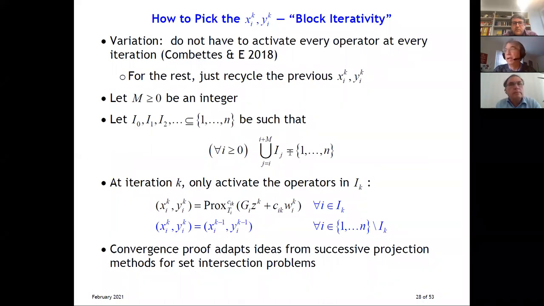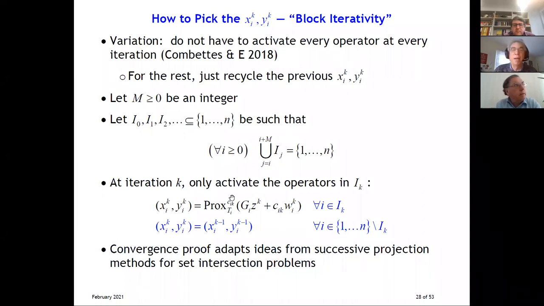Now there are several variations that one can do. This is in the paper I wrote with Patrick Combettes that came out in 2018. You don't have to evaluate every operator every time. What you can do is the following: let M be any non-negative integer, and at each iteration I pick some subset I sub k of the operators to prox. This comes from feasibility algorithms for finding intersections of lots of convex sets. The rule is that in every capital M iterations, I look at each operator at least once. But this M can be much larger than N.